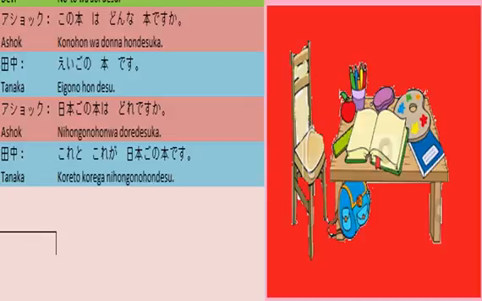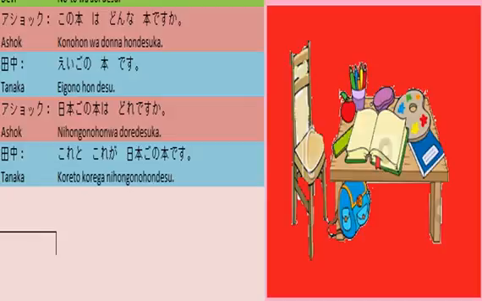Mr. Ashok responds, Nihongo no hon wa dore desu ka? Nihongo is Japanese language. Hon is book. Dore is which. Wa desu ka is the interrogative structure. So Nihongo no hon wa dore desu ka? Which is the Japanese language book?